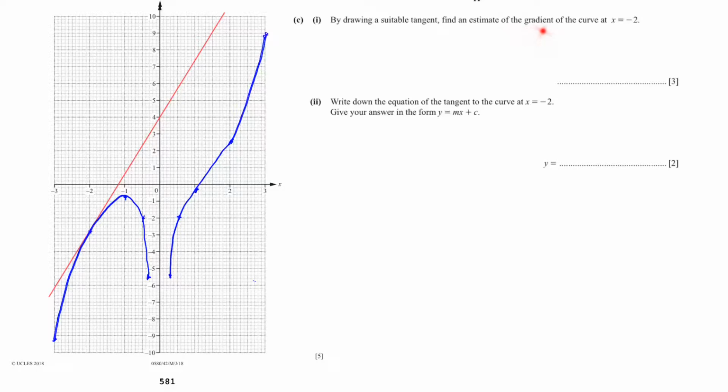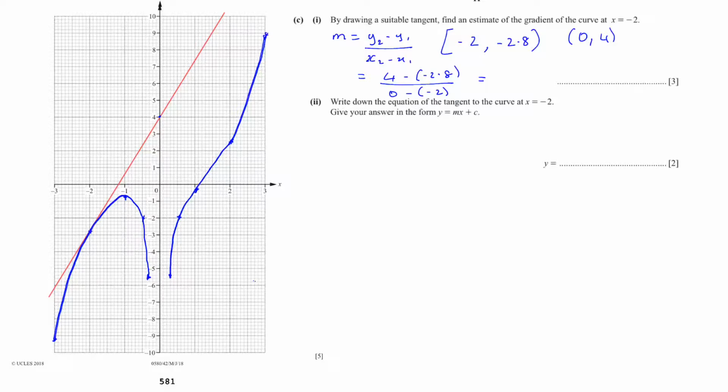After that, we have to find the gradient. To find the gradient, we use the rule y2 minus y1 over x2 minus x1. They have already given us 1 point when x is -2, y is -2.8. The other point we can take is this point here, 0 and 4. When x is 0, y is 4. Always try to choose a point from the axis, it becomes easier to solve. So 4 minus negative 2.8 over 0 minus negative 2. This will give us 3.4. You can have any range between 3 to 5 and you will get the marks for it.